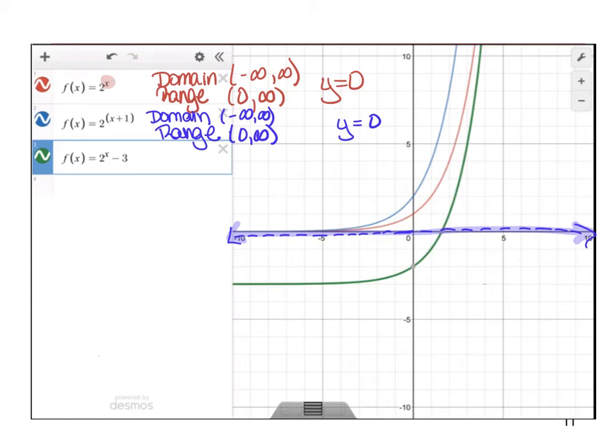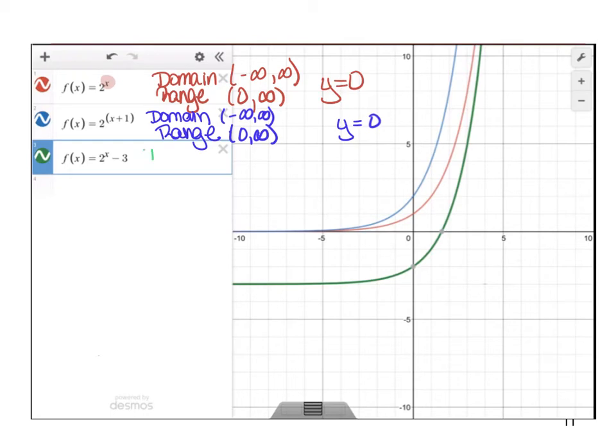Now, for my green, it is a little different. My range and my asymptote is different. So put this on pause, and I want you to determine for my green, what's my domain and my range and my horizontal asymptote. Okay, put it on pause.